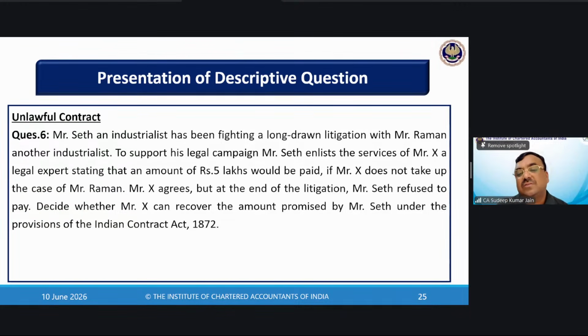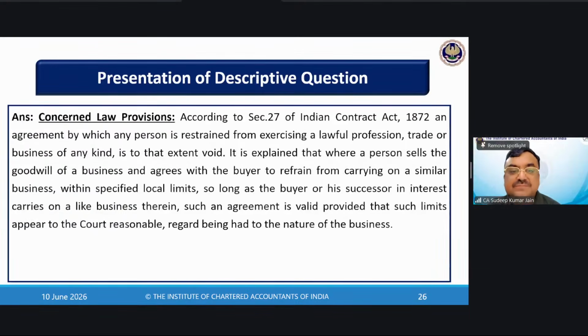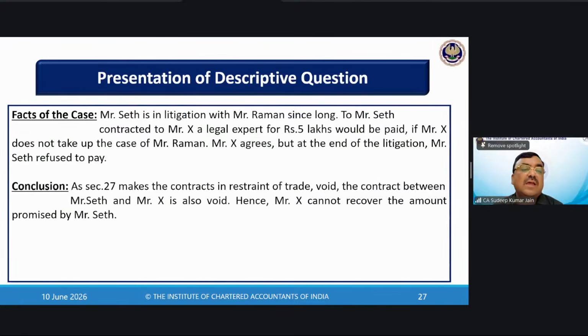This is not a case of immoral agreement, but this is a case of restraint of trade. As per Section 27, as Section 27 makes a contract in restraint of trade void, the contract between Mr. Seth and Mr. X is also void, hence Mr. X cannot recover the amount promised by Mr. Seth. Okay, Vishnu, clear? Reason is clear or not? Yes, very good.